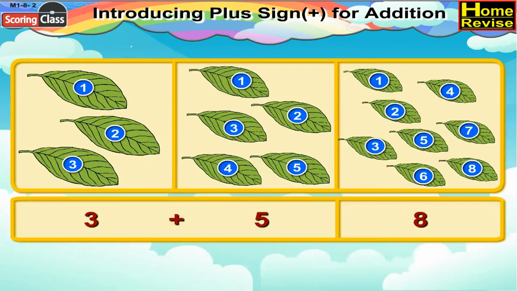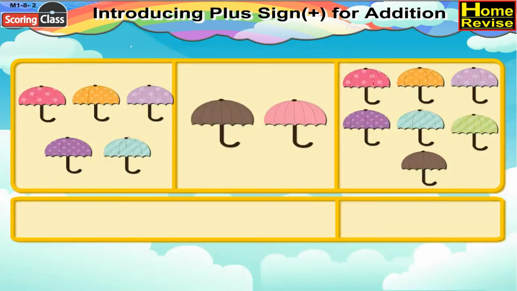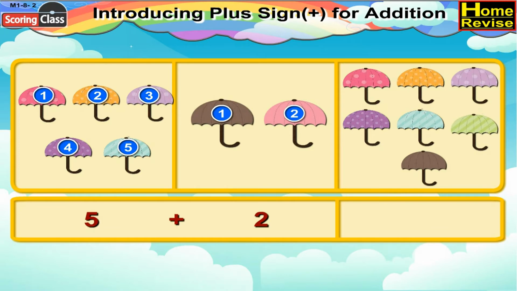Now the last one. Here we have 1, 2, 3, 4, 5 umbrellas. And here there are 2 umbrellas. Now 5 plus 2 means 7 umbrellas. So write 7 in the box.